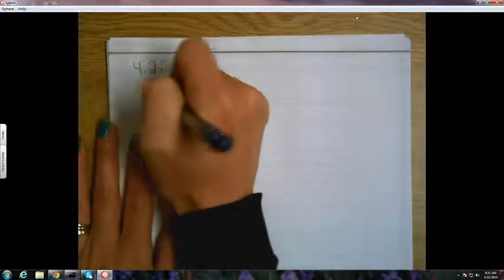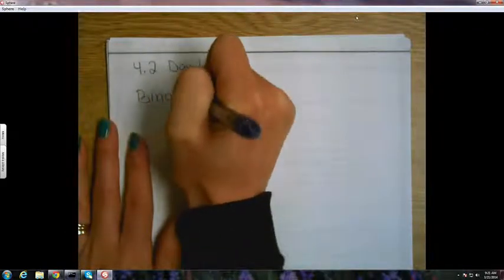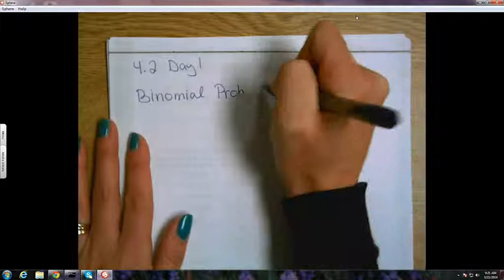Okay, we're going to be looking at three different kinds of discrete probability distributions. They are binomial, Poisson, and geometric. Today we're just going to focus on the binomial distributions. So this is 4-2, day 1, binomial probability experiments first.